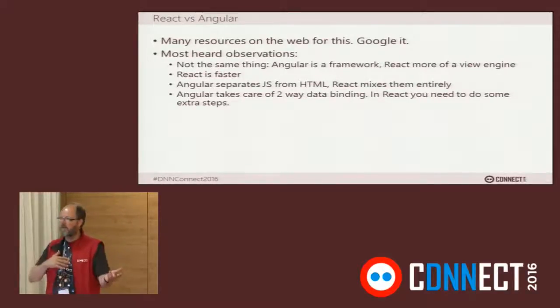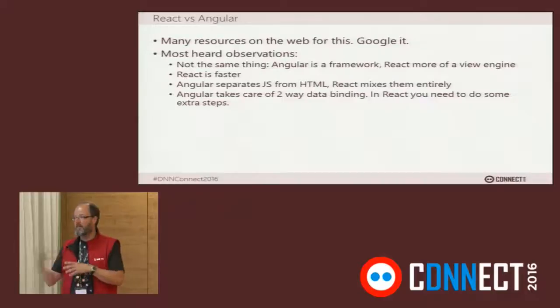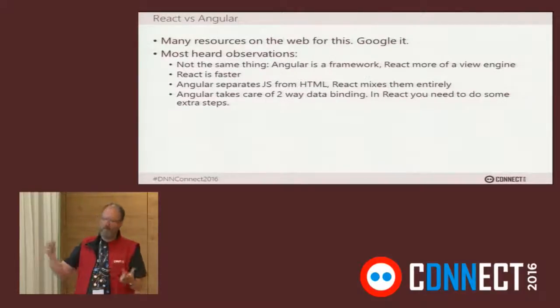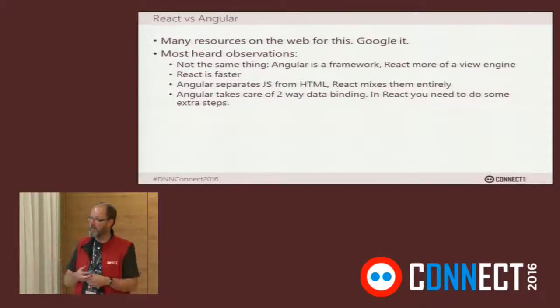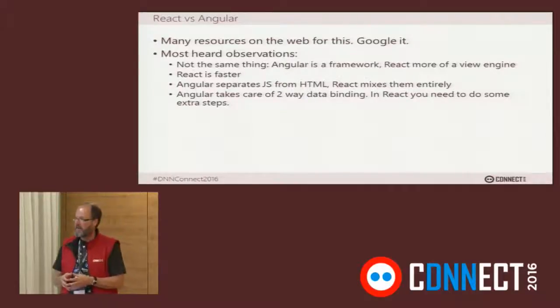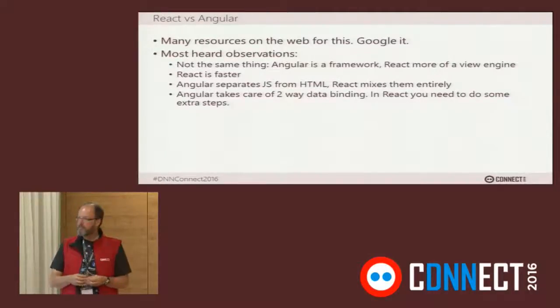Okay, so Angular is a framework, and React is more of a view engine. So the two things, it's like comparing apples and pears already. React tends to be faster. Well, that kind of makes sense because it's not doing half the things that Angular does. Angular separates JavaScript from HTML, and React actually mixes them entirely. Now, this is something that you will see in a minute. It's a question of taste and choice, etc. And Angular takes care of two-way data binding, and in React you will need to do some extra steps.